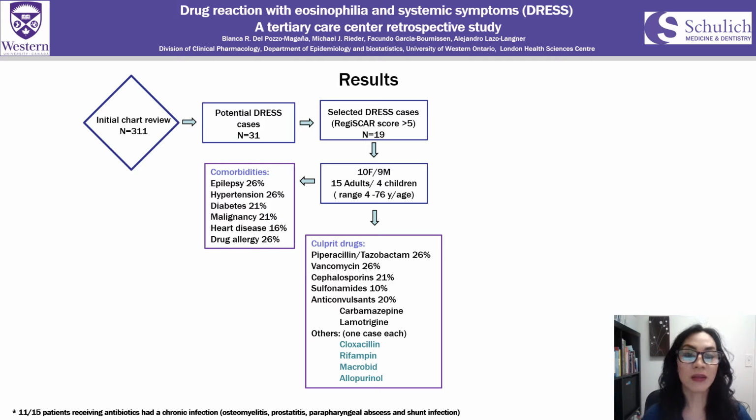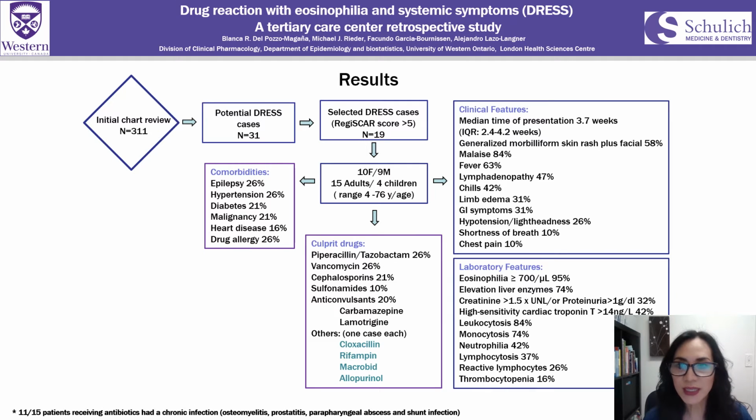Of 311 charts reviewed, 30 cases were identified as potential cases, but only 19 patients were included, 4 children and 15 adults with an age range of 4 to 76 years. Unlike other series, in our study, antibiotics were the most common culprit drugs, followed by anticonvulsants. Patients with chronic infections receiving long courses of wide-spectrum antibiotics were the most frequently affected.